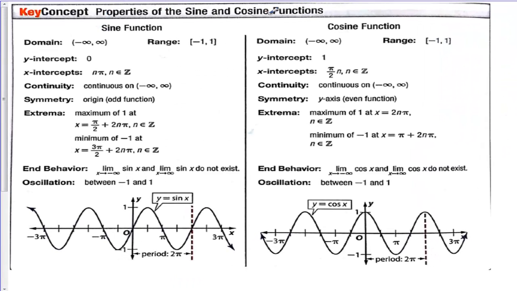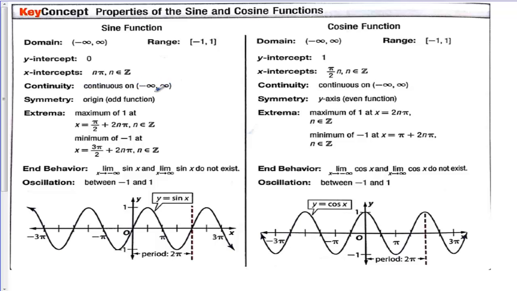Properties of the sine and cosine functions. We have the sine function. The domain is negative infinity to infinity, and the range is negative 1 to 1. So sine will never get higher than positive 1, and it'll never get lower than negative 1 unless we do a transformation. The y-intercept is 0. X-intercepts are at multiples of pi. So this will cross the x-axis at 0, pi, 2 pi, 3 pi, 4 pi, and so on.